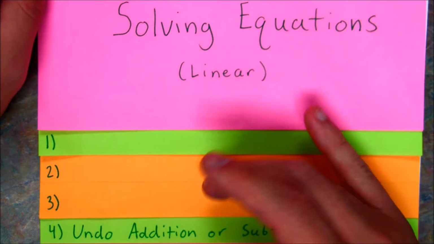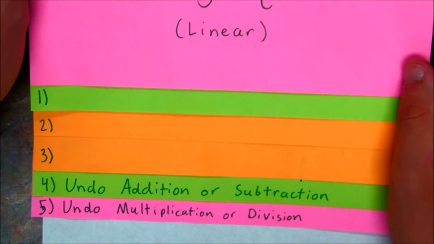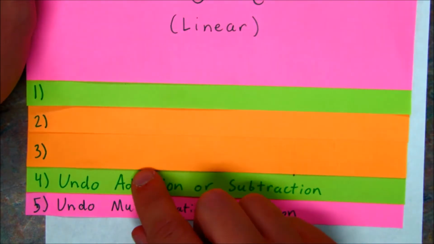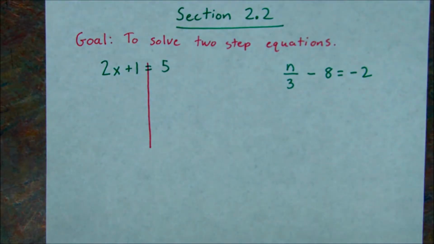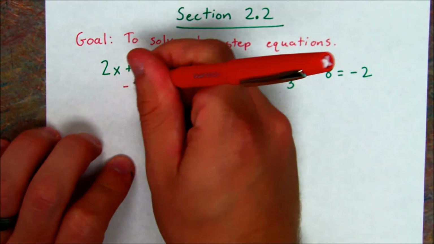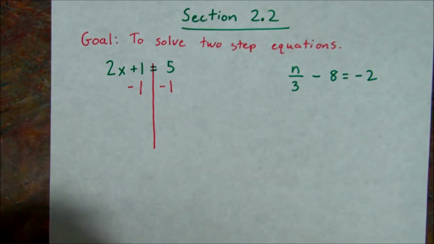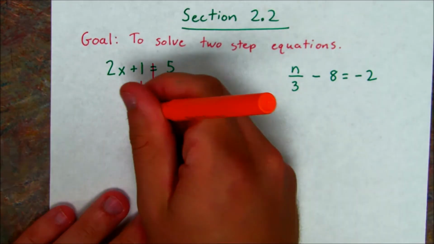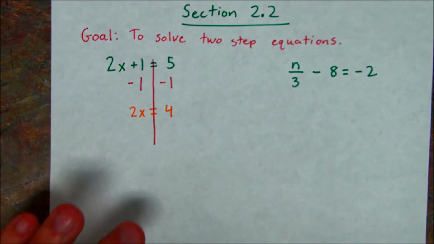As I'm walking through this, I'm going to take a look at step 4, because that's the first one I have. It says to undo addition or subtraction. Coming to this example, I see that right here I have a plus 1. So according to the foldable, I'm going to undo that first by doing subtraction. I subtract 1 from both sides. That gives me 2x equals 4. And I look, I'm not done. I don't have 1x just yet.